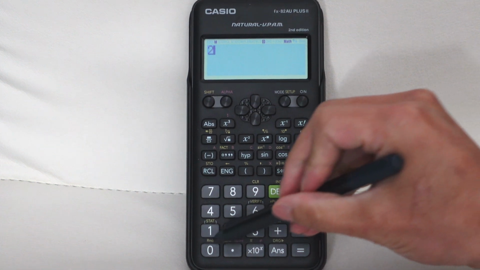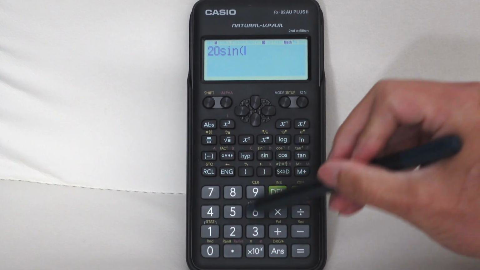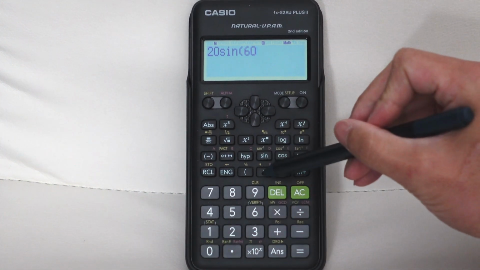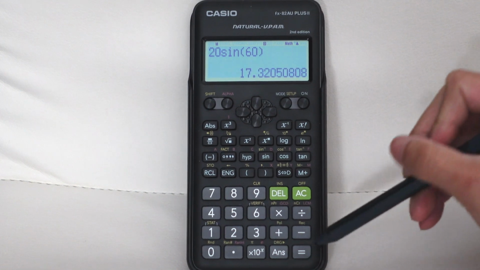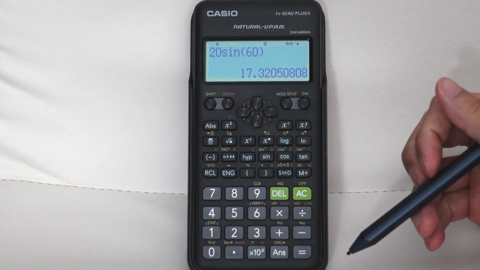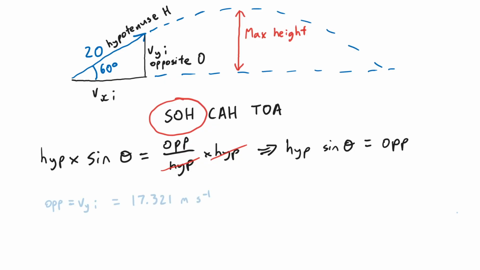If you enter 20 sine 60 close bracket into the calculator, you should get an answer of 17.321 rounded to 5 significant figures. This is the vertical component of our initial velocity, or Vyi.